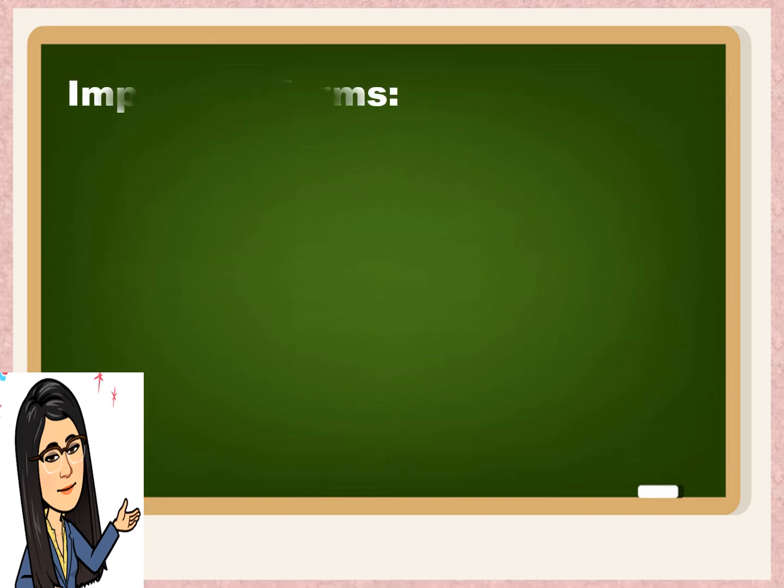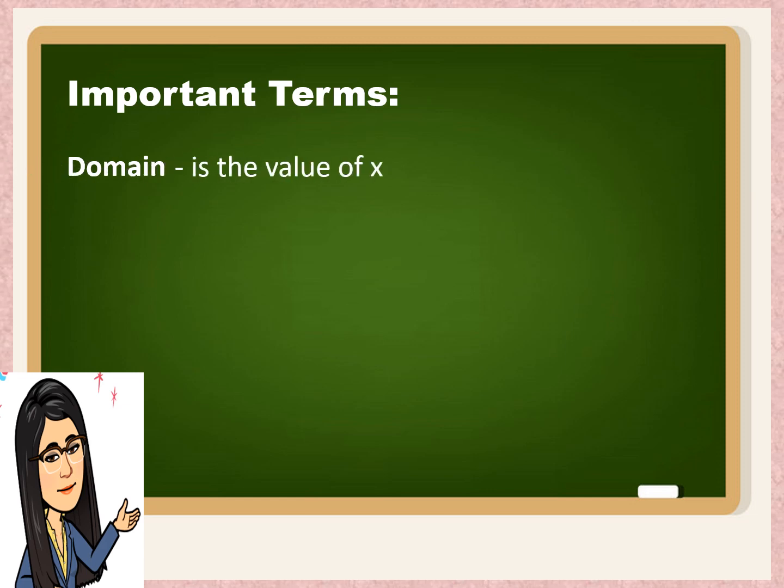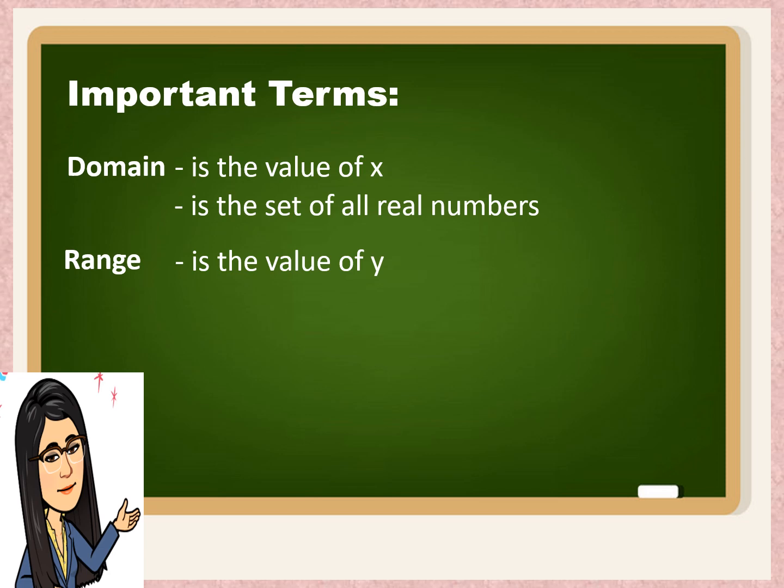Before anything else, let us describe some important terms. Let us start with the domain. It pertains to the value of x. We are the ones choosing the value of x from the set of all real numbers. Now, the partner of the domain is called range. It is the value of y. We call this the dependent variable because its value depends on our chosen value of x. In a function, we can determine the range as the set of y such that y is greater than or equal to the value of k.